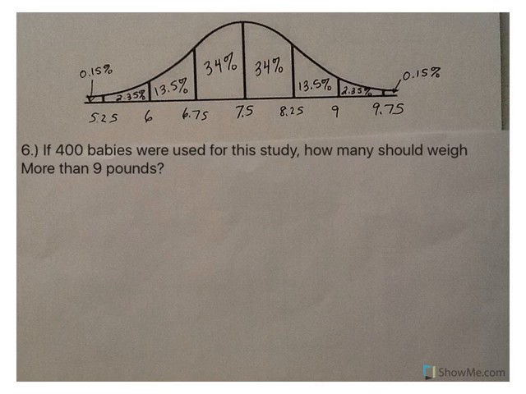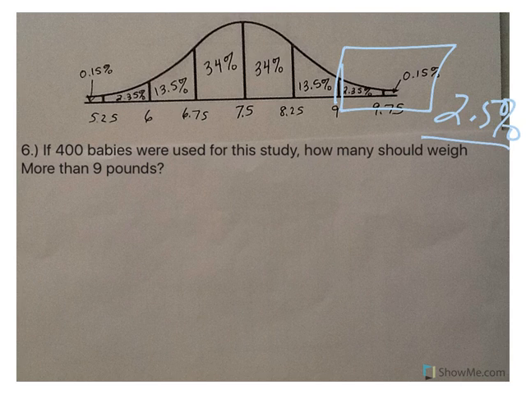And last question on this video, if 400 babies were used for the study, how many should weigh more than 9 pounds? Well, this is more than 9 pounds. That's 2.5%. But 2.5% doesn't answer my question. The question is how many. So we are thinking 2.5% of my babies, of the babies.